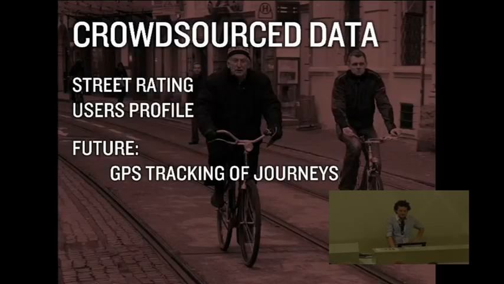And so we get this kind of model of the city in which we have information about the infrastructure and information about the use of the city by bike. So we have street ratings, user profiles, and in the future we want to add the possibility of GPS tracking in the mobile application.